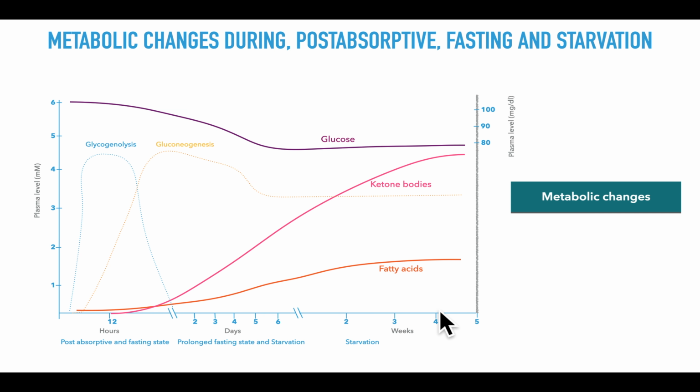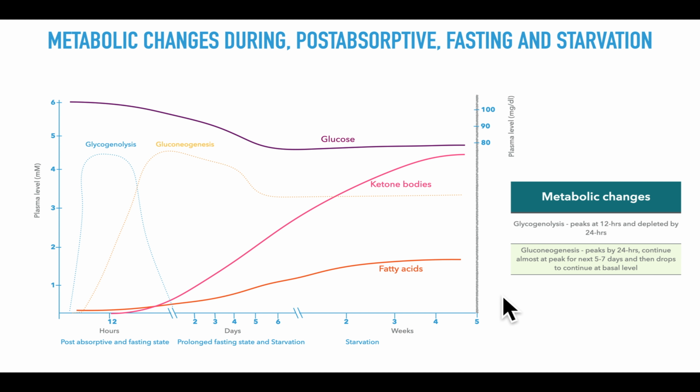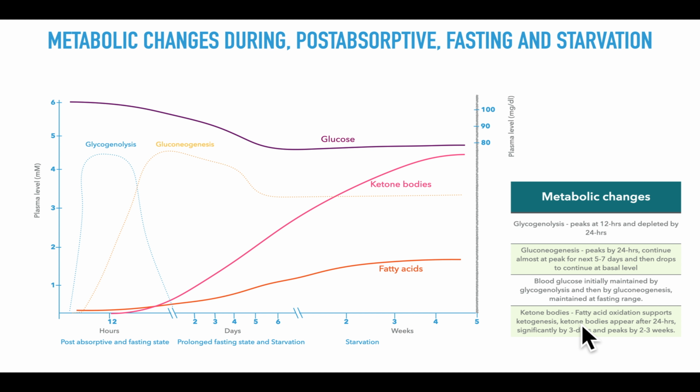Alright. So, here is the tabular form. Glycogenolysis peaks by 12 hours, depleted by 24 hours, gluconeogenesis peaks by 24 hours, continues almost at peak for around 5 to 7 days and then drops to continue at basal level. Blood glucose is initially maintained by glycogenolysis and then by gluconeogenesis, maintained at fasting range. Ketone bodies coming from fatty acid oxidation support this ketogenesis. Ketone bodies appear after 24 hours, significantly by 3 days, and peak by 2 to 3 weeks.